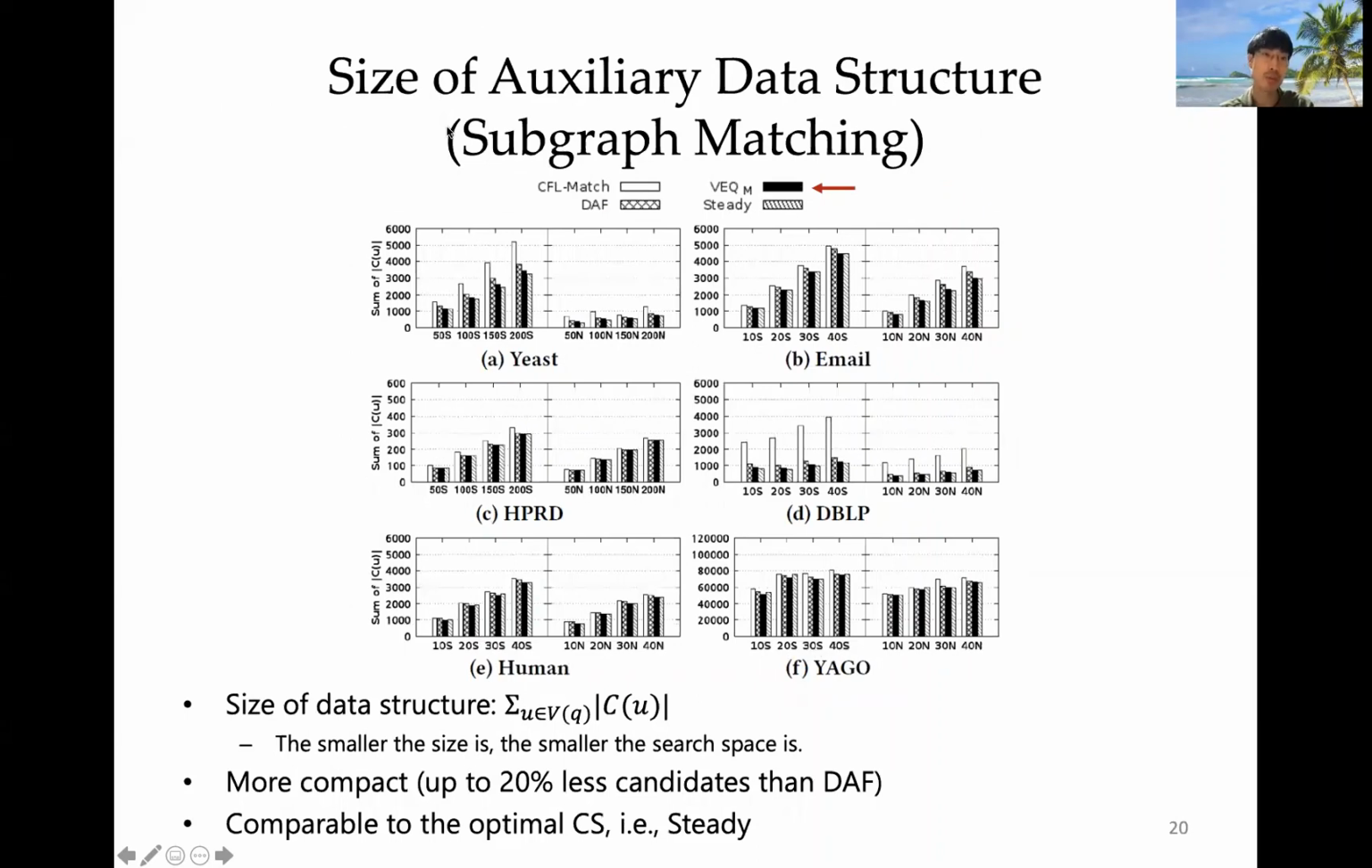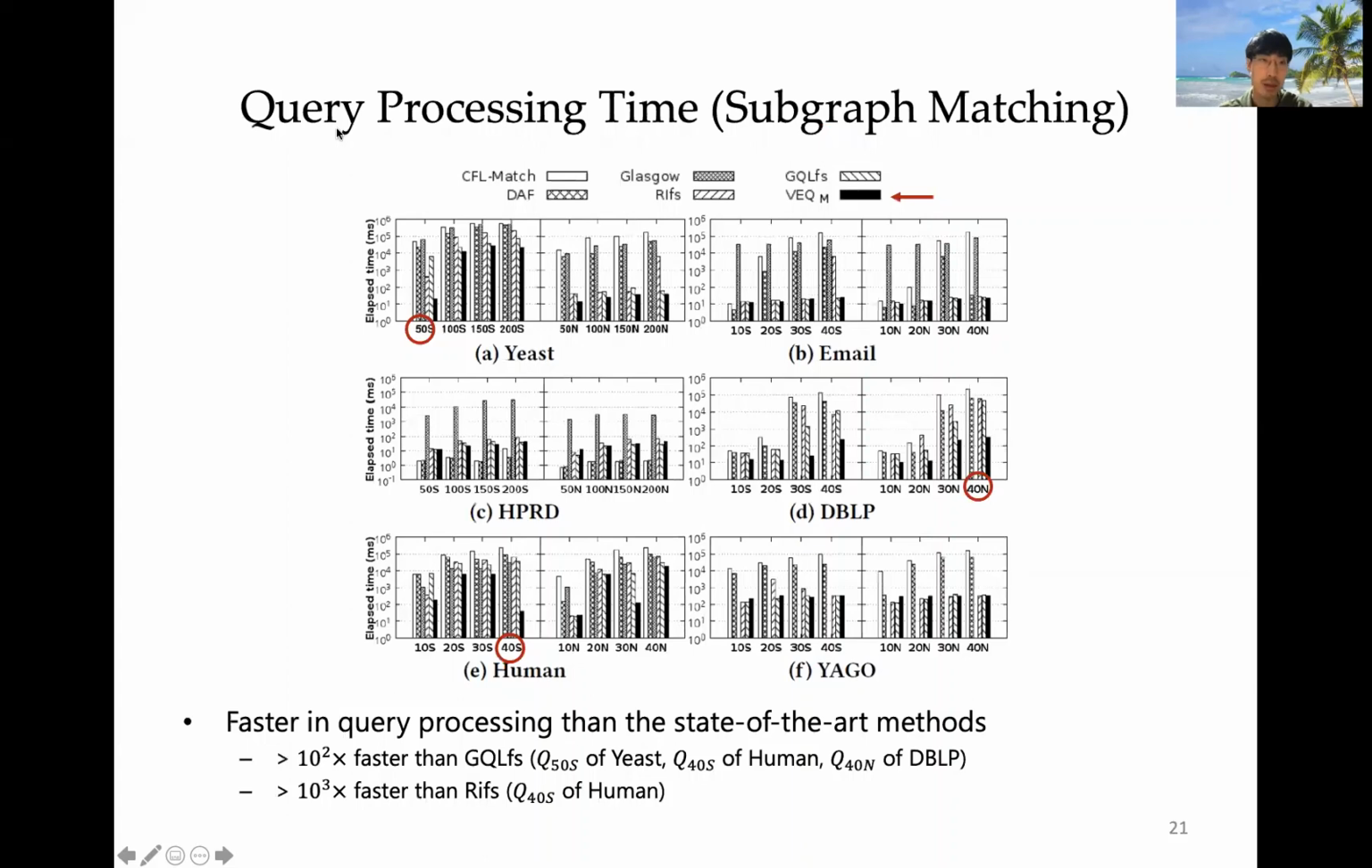For subgraph matching, we first measure the size of the auxiliary data structure, which means the sum of all candidates in every candidate set in the auxiliary data structure. So the smaller the size, the smaller the search space. And BACK is more compact than others, with up to 20% fewer candidates than the others. And in query processing time of subgraph matching, BACK is also shown to be faster, more than 100 times faster than GraphQL with the equivalence set.